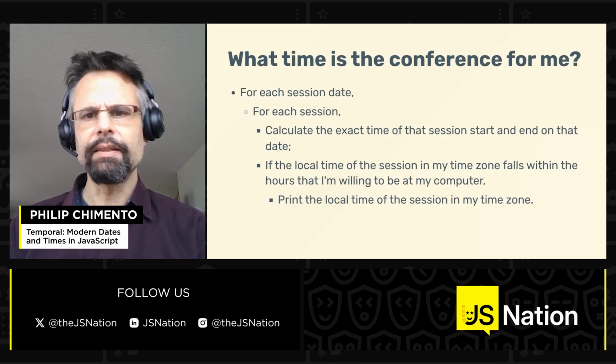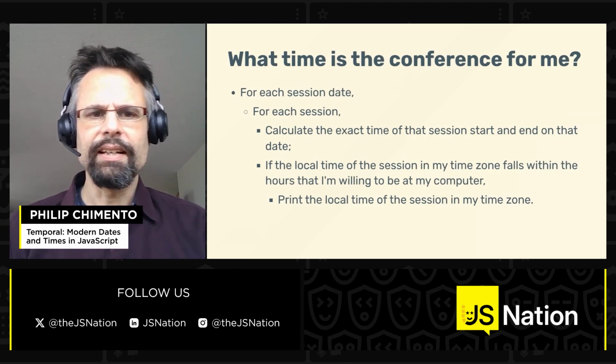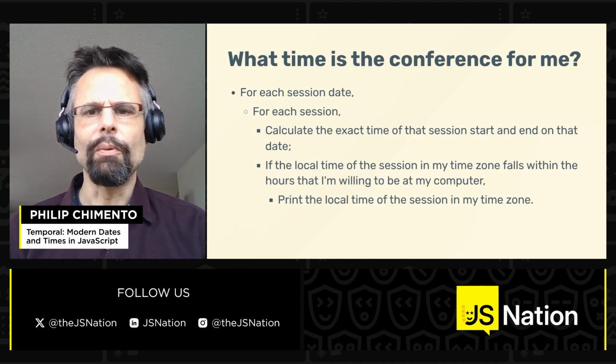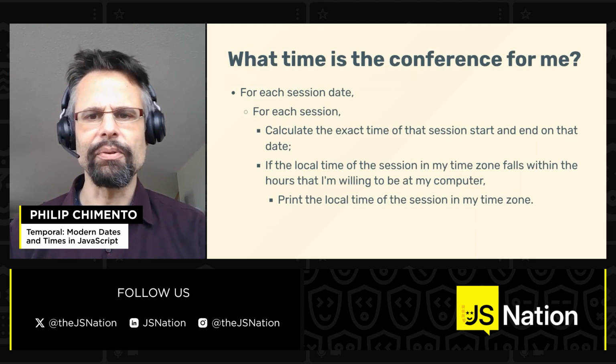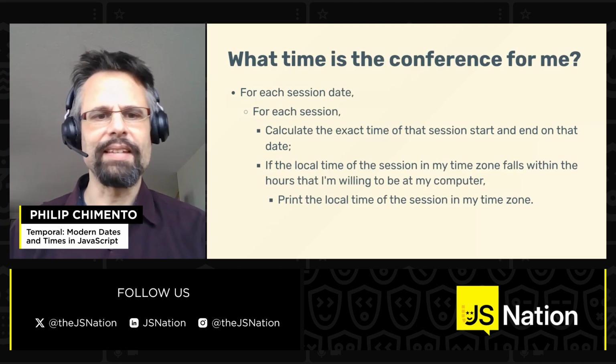So here's a pseudocode expression of what we need to do. For each date and each session, we know the wall time and the time zone, which allows us to figure out the exact time that the session starts and ends. Then we need to go from that exact time back to wall time in my local time zone to check whether I'm awake or not. If I'm awake, then we print out that session.